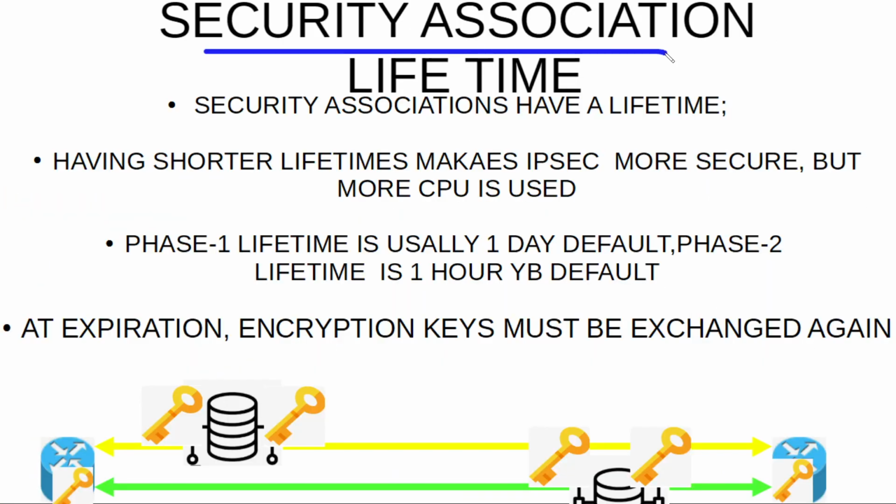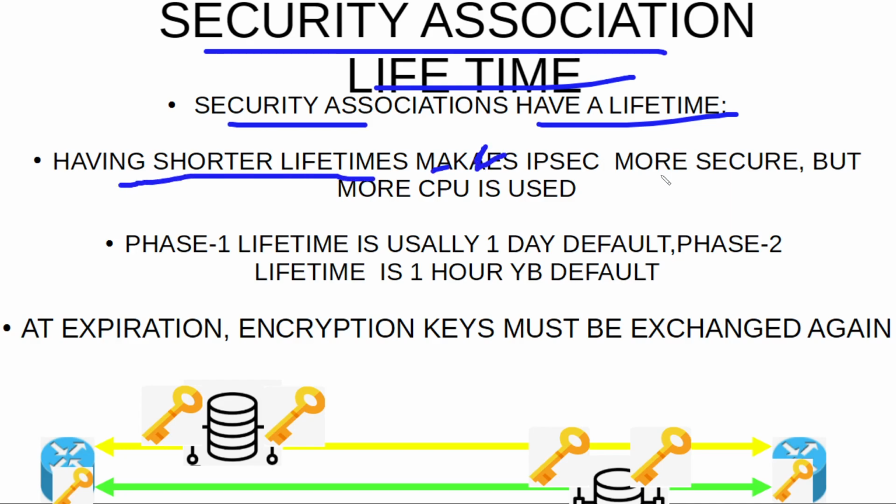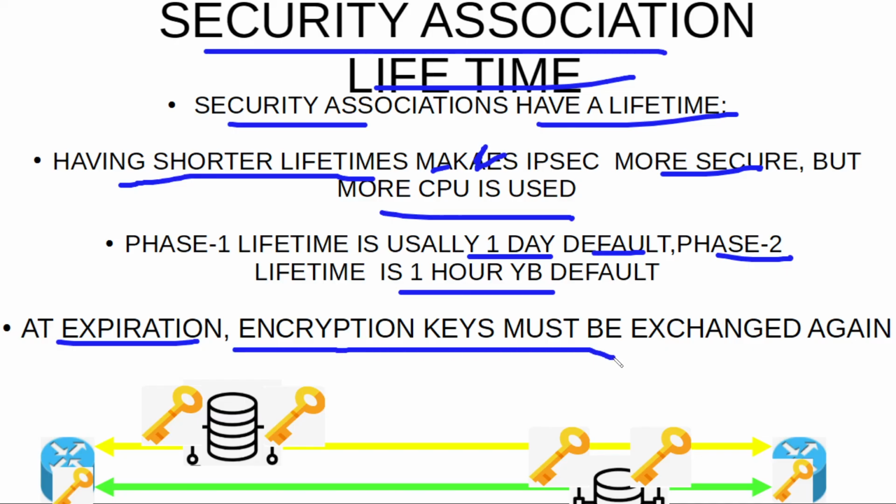Now let's talk about security association lifetime. Security associations have a lifetime. If we use shorter lifetimes, this makes IPSEC more secure. So shorter lifetimes make IPSEC more secure, but more CPU is used. The phase 1 lifetime is usually 1 day by default, and the phase 2 lifetime is usually 1 hour by default. So when the association lifetime expires, encryption keys are exchanged again, and they are exchanged using phase 1.